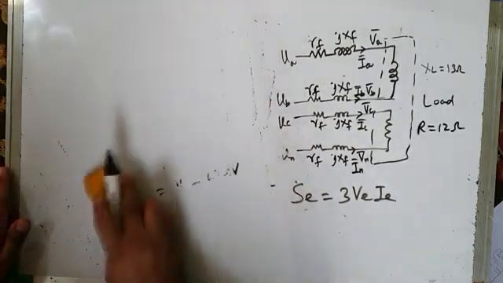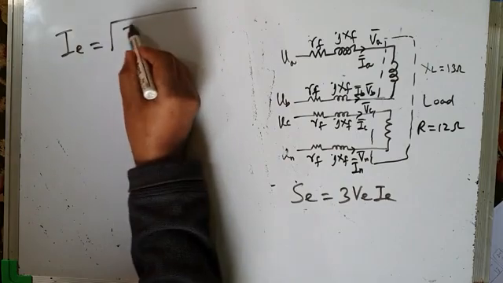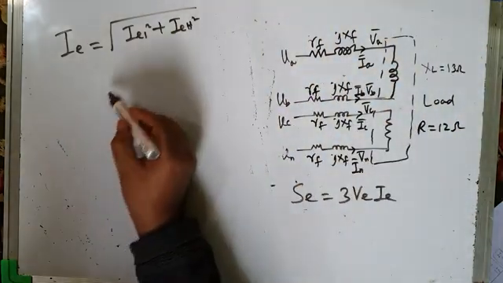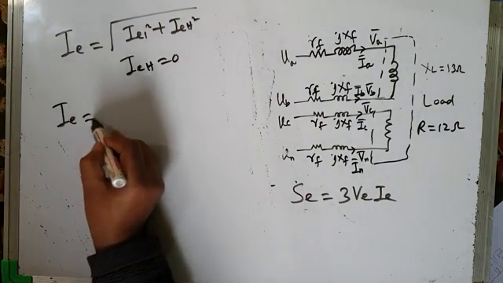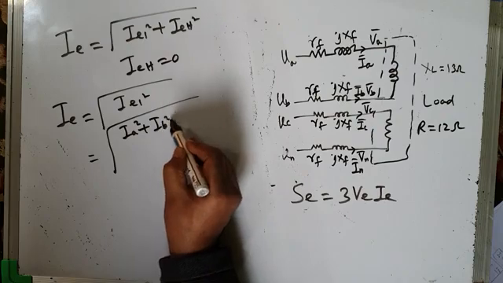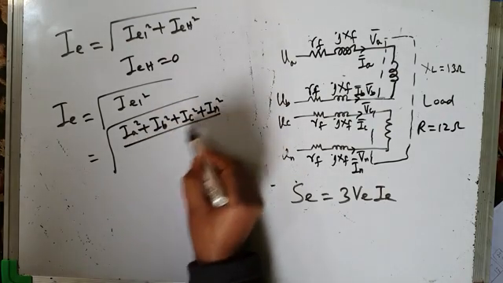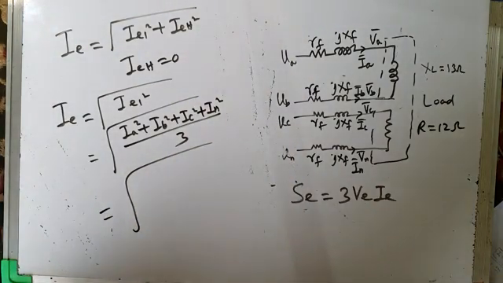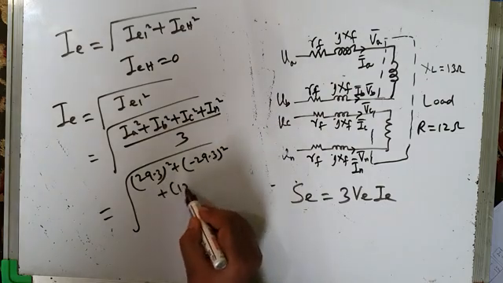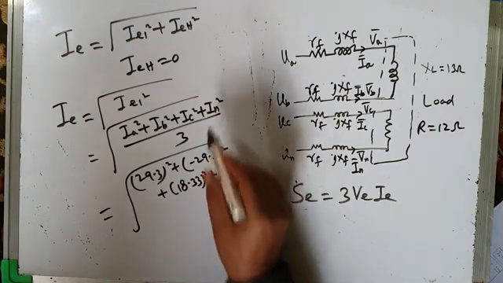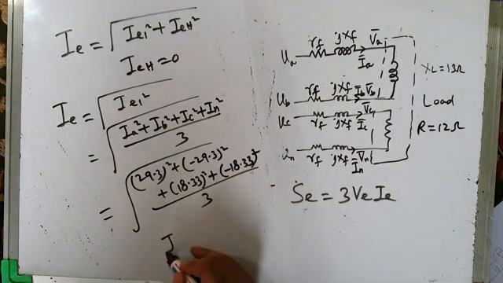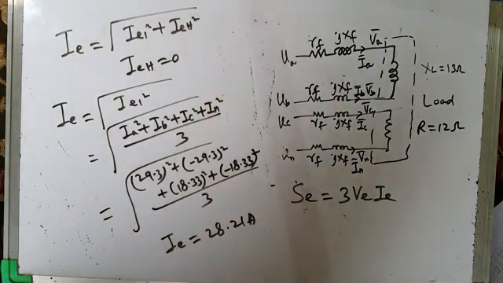Now what about currents? Your effective current will be under root of IE1 square plus IEH square. Since the loads are linear loads, no harmonics are there in the currents, so IEH is equal to 0. Therefore my effective current is under root of IE1 square. If you remember, this IE1 square is IA square plus IB square plus IC square plus IN square, by 3. And what is IA square? IA is 29.3 whole square, plus IB is minus 29.3 whole square, plus IC is 18.33 whole square, plus neutral current is also 18.33 but minus, 18.33 whole square, all by 3. That will give you the effective current, and that comes out to be 28.21 amperes as per my calculations.